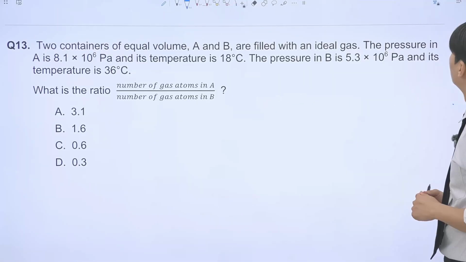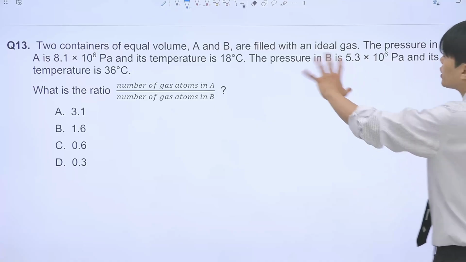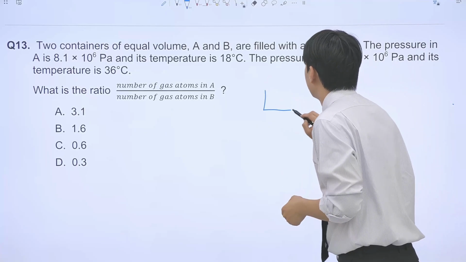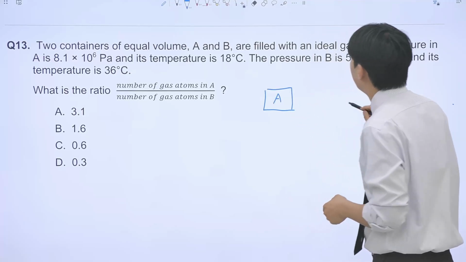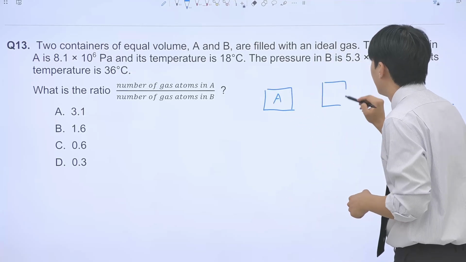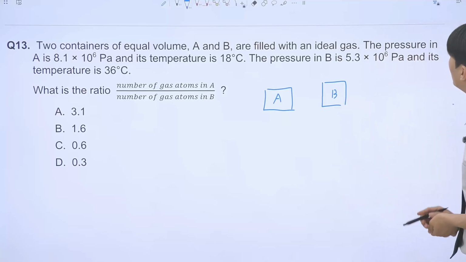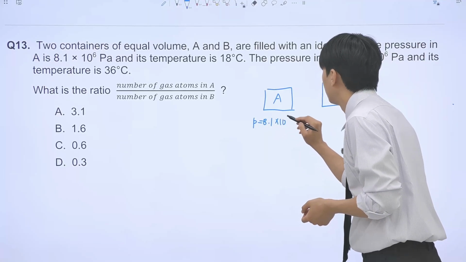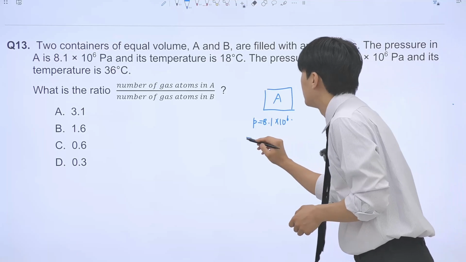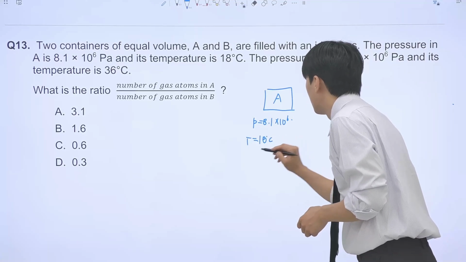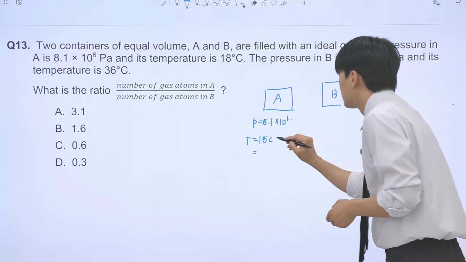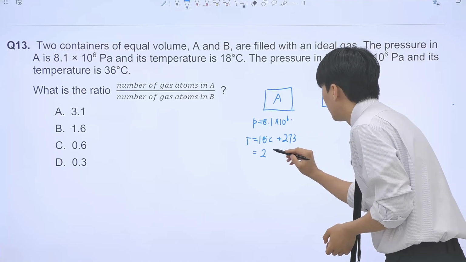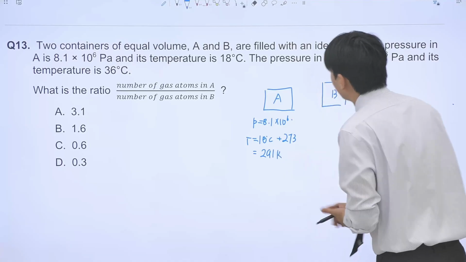Next one, we have an ideal gas question, right? So we have two equal volume containers A and B filled with an ideal gas, and the pressure or something like that. So let's draw it out. So we have container A and container B, they have equal volume, right? The pressure for A equals 8.1 times 10 to the 6. And the temperature is 18 degrees Celsius. But let's transfer into Kelvin. So that's 291 Kelvin, something like that.